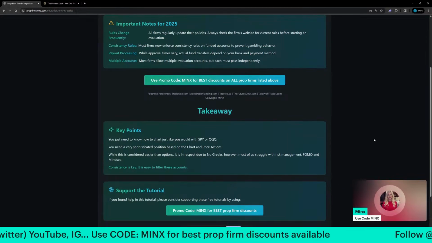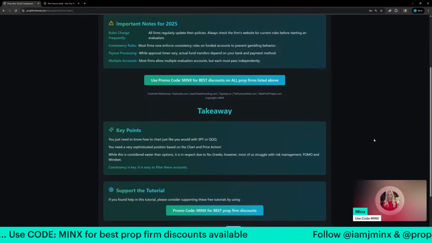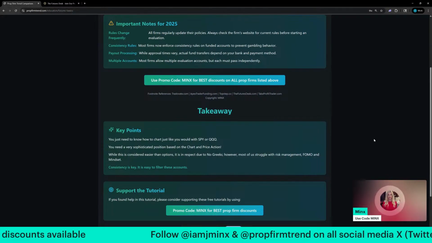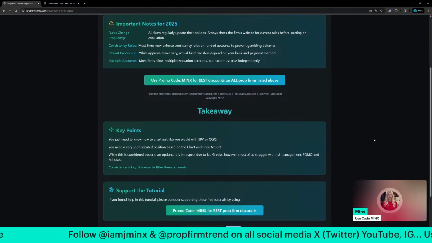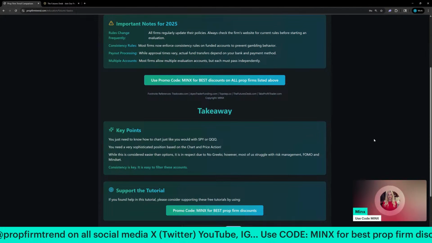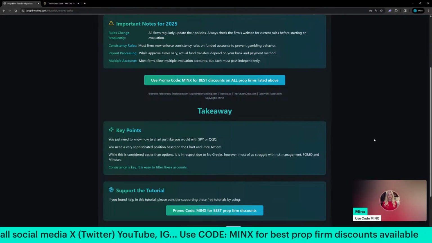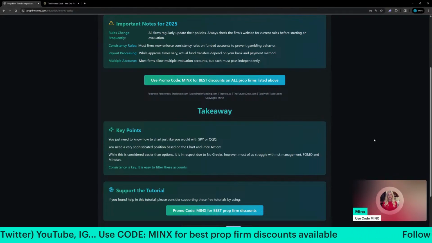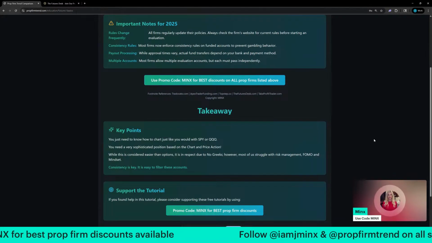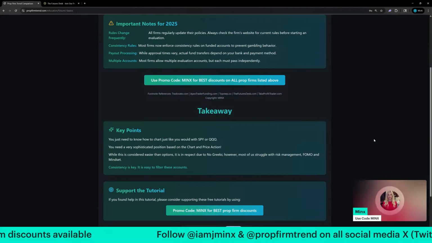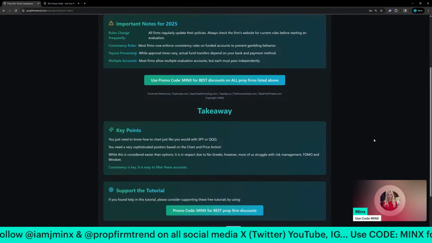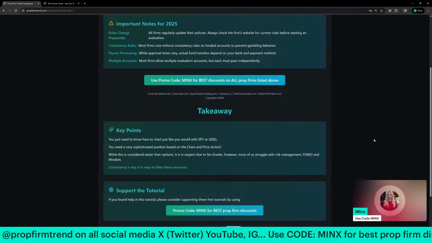So basically the takeaway is, if you know how to chart right now, whether you're charting SPY or QQQ or Apple, whatever you're using, it's kind of like how you would chart your NASDAQ or ES. I know a lot of traders that will chart on SPY and execute on ES, or chart on QQQ and execute on NQ. I don't do that, but some do.